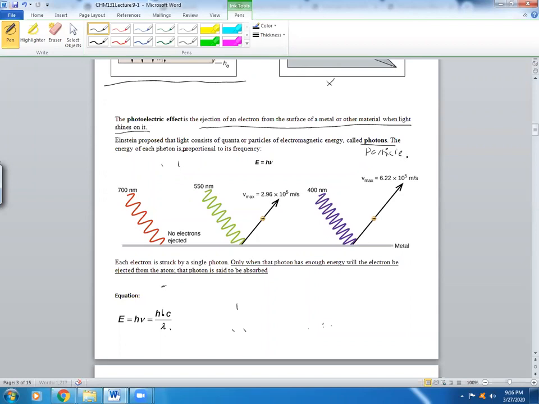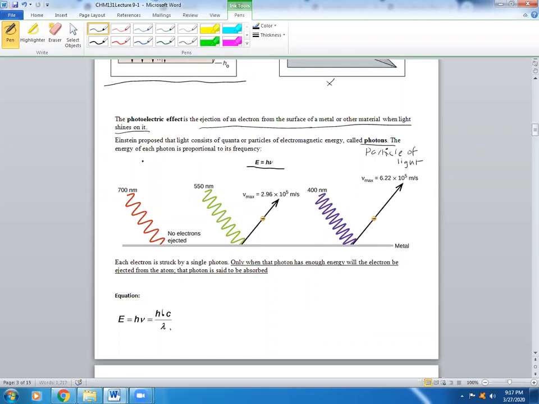Inside the atom, it has a charge, a negative charge associated with it. A photon is a particle of light. So again, this is what he said, reinforcing what Planck said. And the energy of the photon is proportional to its frequency. So here is the equation right here. E equals h times nu. Tell you what h is in a second.